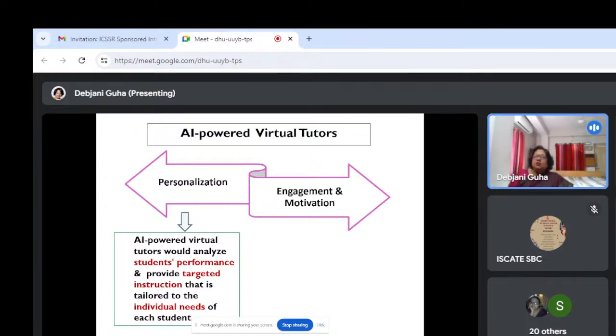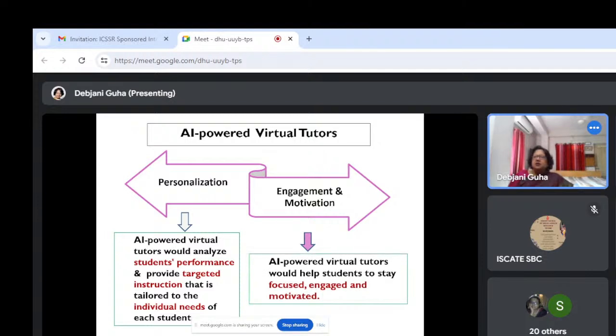And now, what is engagement and motivation? How would AI-powered virtual tutors help regarding engagement and motivation? Basically, AI-powered virtual tutors would interact with students in real time. They would help students to stay focused and motivated, and it would also help to build their confidence by providing them with a sense of accomplishment and recognition for their efforts.